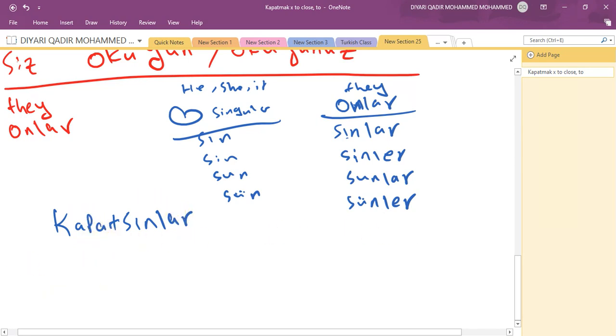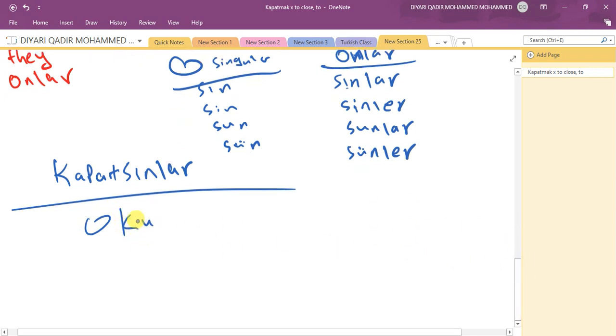How about if it was the word oku? Oku. Do I need any buffer letter? No. Although there is a vowel at the end of the word. Why? Because the suffix already starts with s, and s is not a vowel, so it's not mixing with the next letter, whether it's vowel or not. So that's why, the suffix already starts with s, a non-vowel letter.